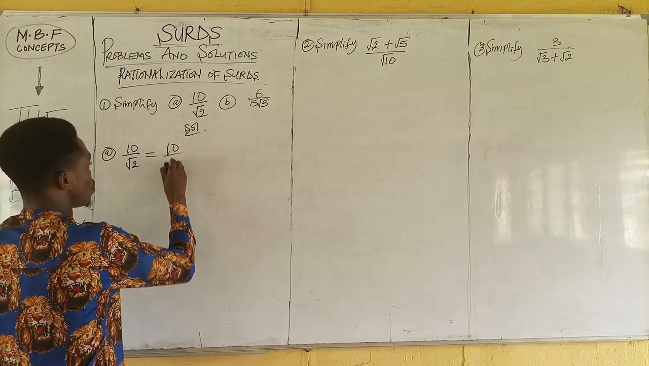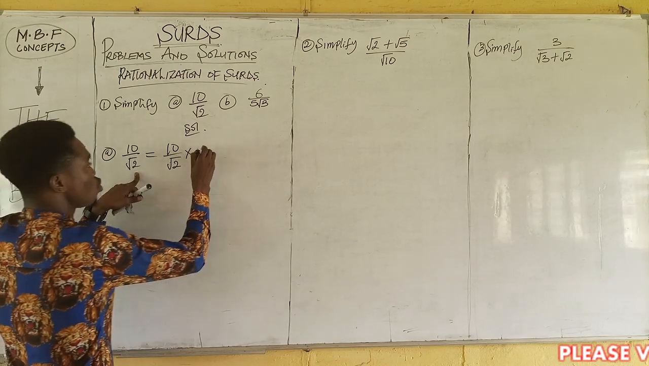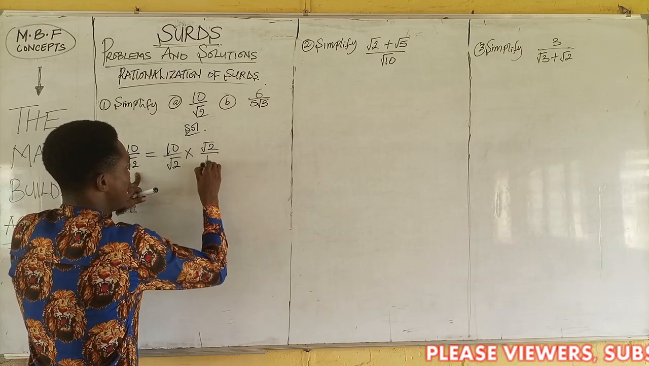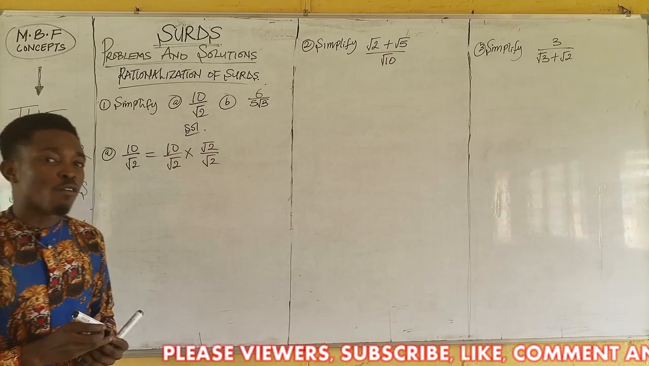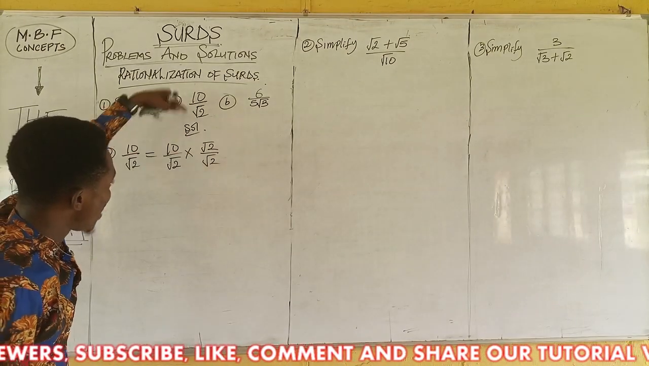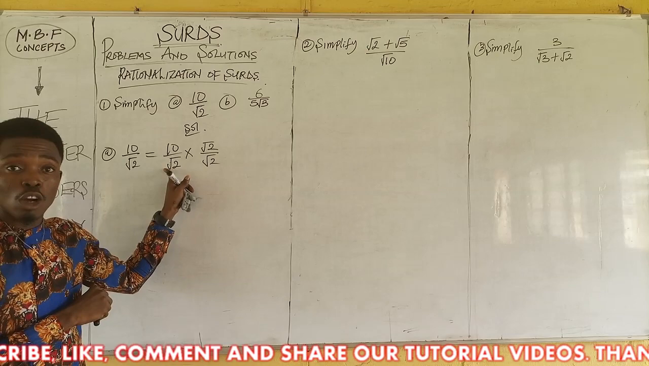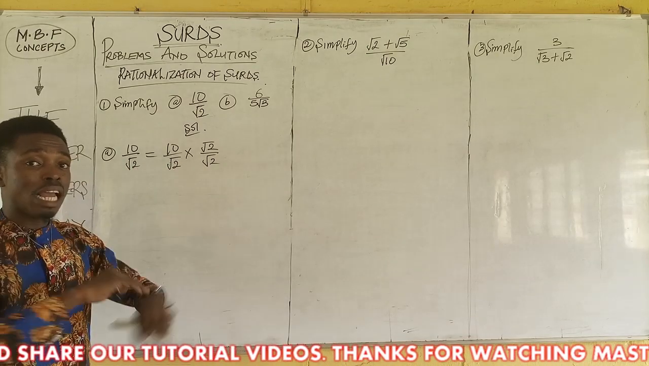So there is no plus sign or minus sign that we are going to change. So this is going to be 10 over root 2 times, now the denominator is root 2, so we multiply the numerator and denominator by root 2 over root 2. This is just the process of rationalization. You now multiply the numerator and the denominator by the conjugate of the denominator. It's as simple as this.